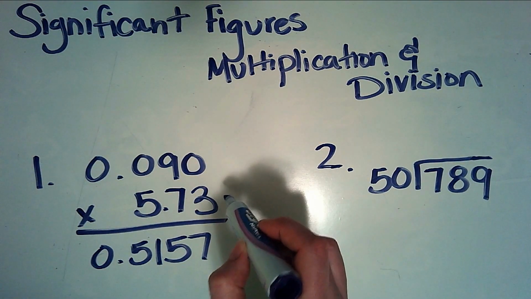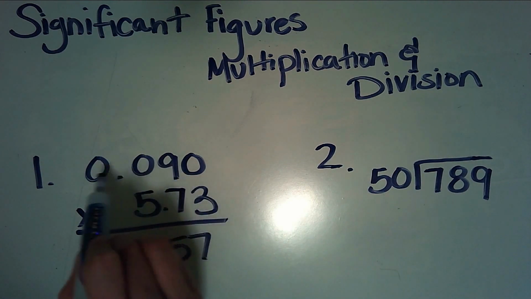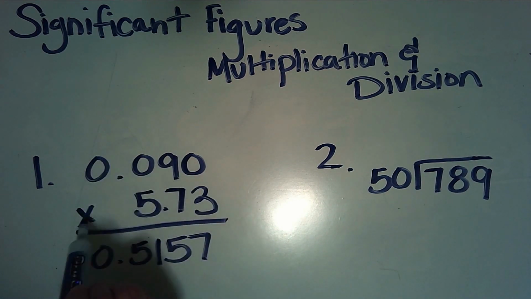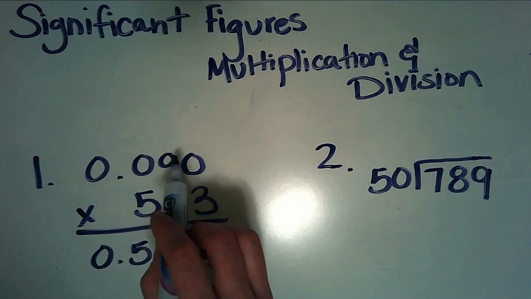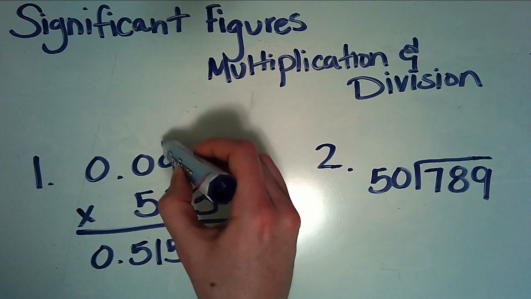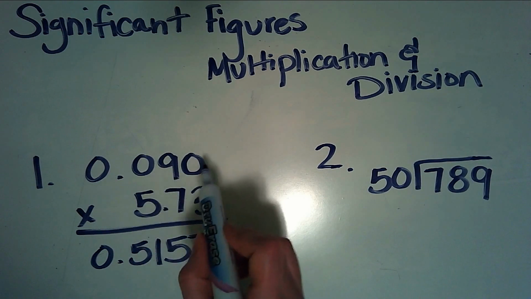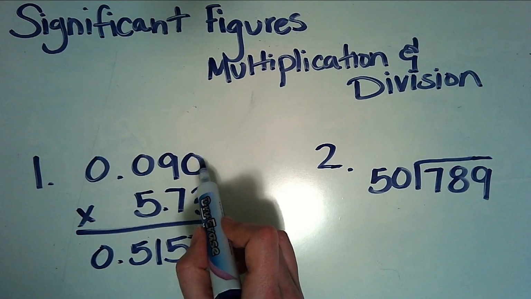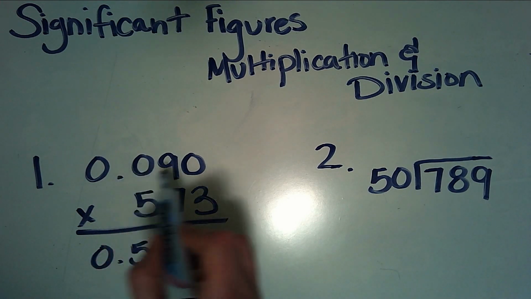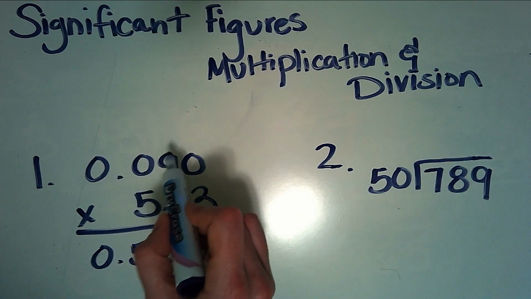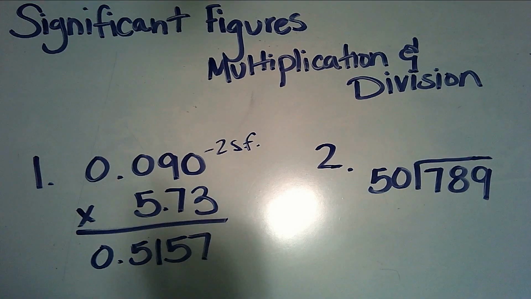significant figures. So before I even round, I need to count the number of significant figures in my two values that I'm multiplying together. So remember your significant figure rules. Any non-zero is significant, so this 9 is significant. The 0 behind is also significant because it comes after a decimal and after a significant figure. So I have 2 sig figs.